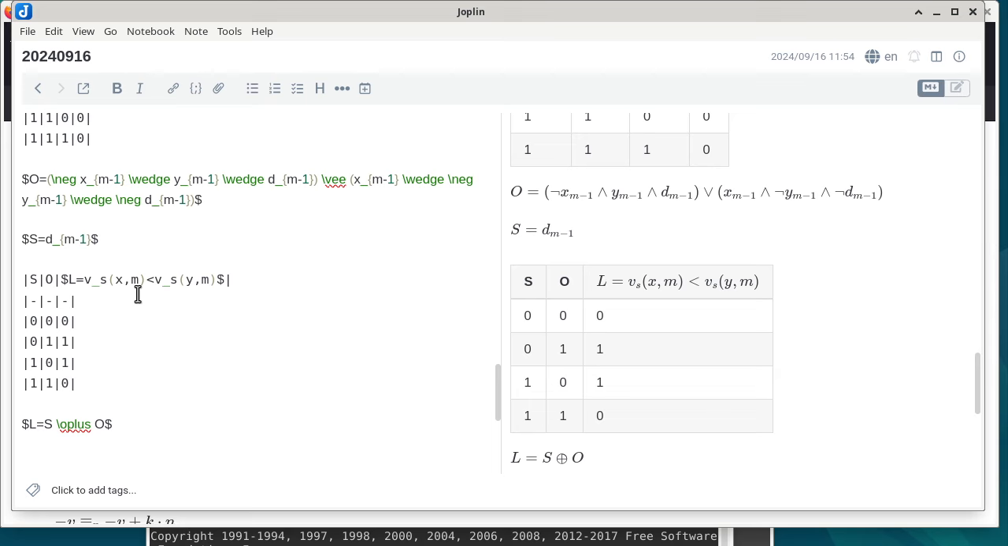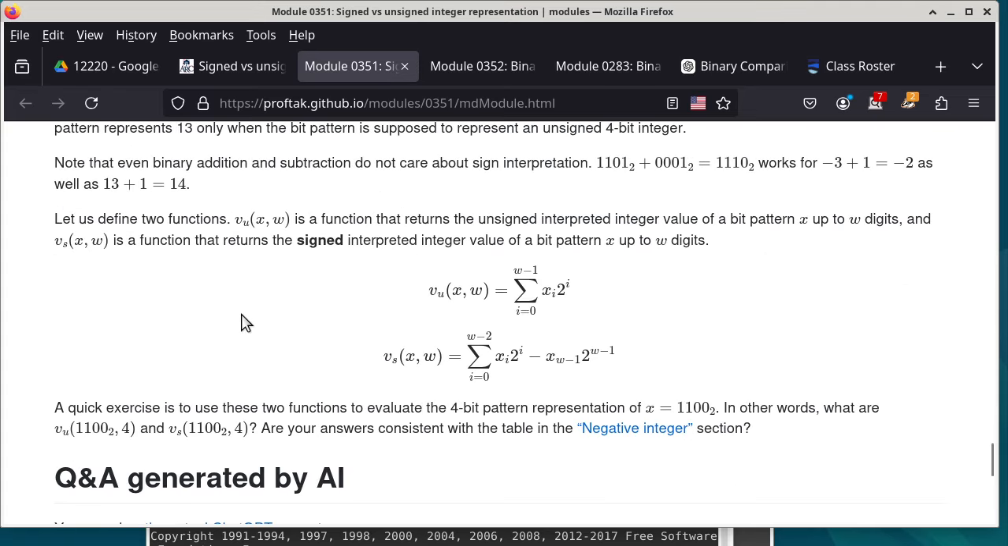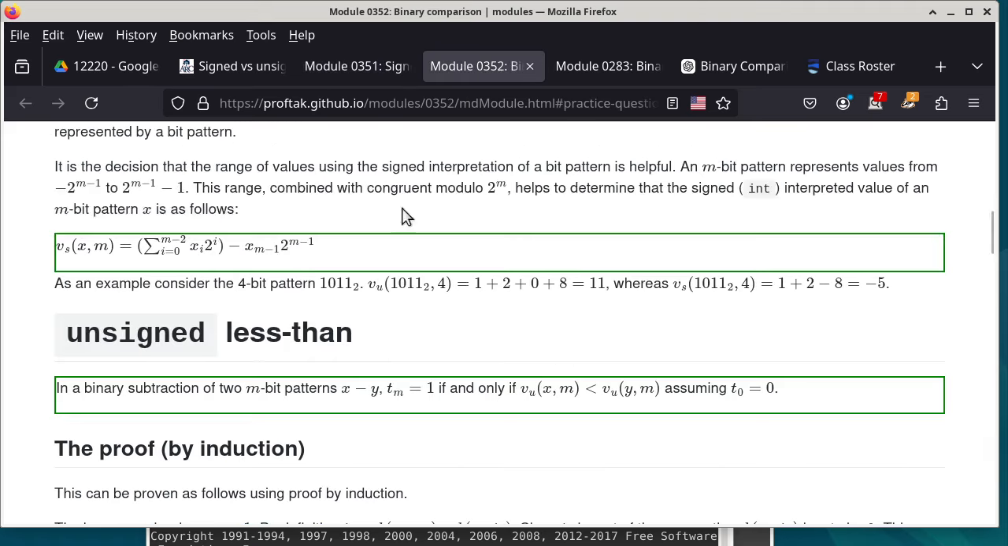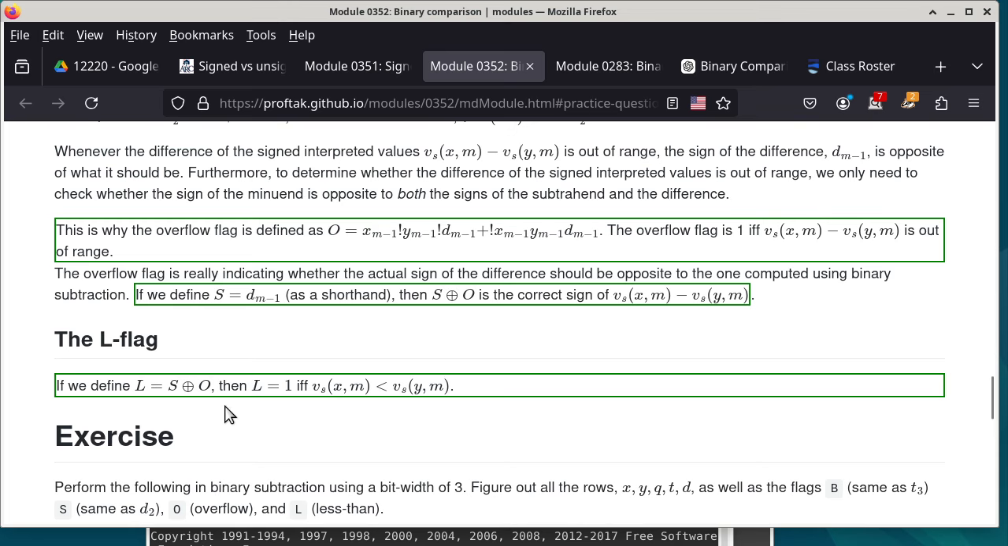And this is why, in the notes, I made a conclusion: L equals 1 if and only if the signed interpretation of X is less than the signed interpretation of Y. So let me go back to the notes so that you can relate to what I just said. Not the wrong one, this is the right one. There we go. Go all the way to the end, right here.